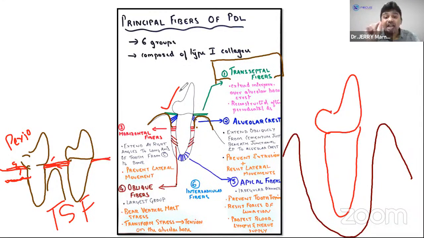That is your alveolar crest fibers. From the term itself, it is somewhat related to the crest of the alveolar bone. So now we have to study two things. Always study the direction of these fibers and its function. You can get questions on these two things from principal fibers. So the alveolar crest fibers, how do they extend? They extend obliquely from the cementum to the crest of the alveolar bone like this.